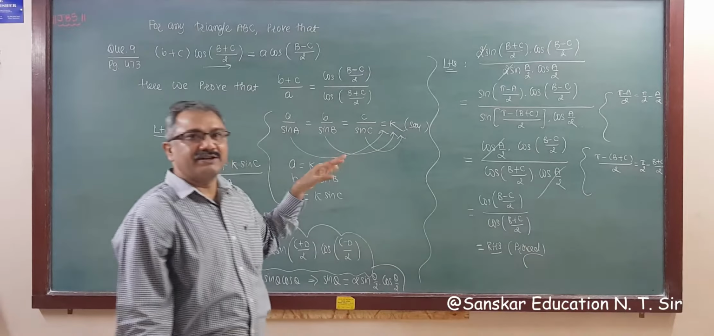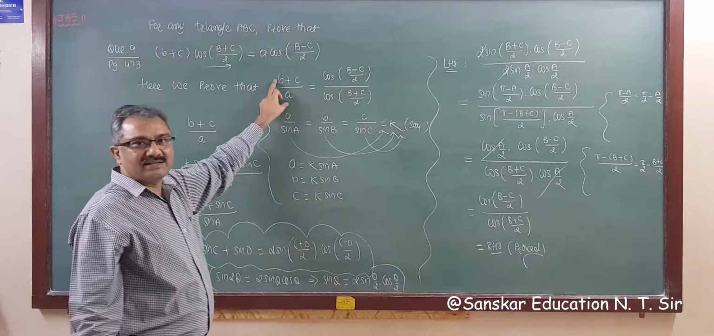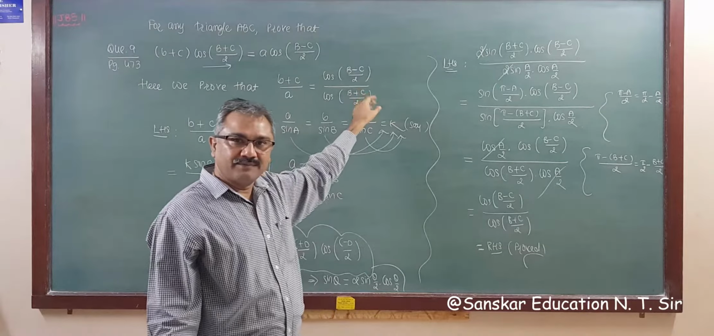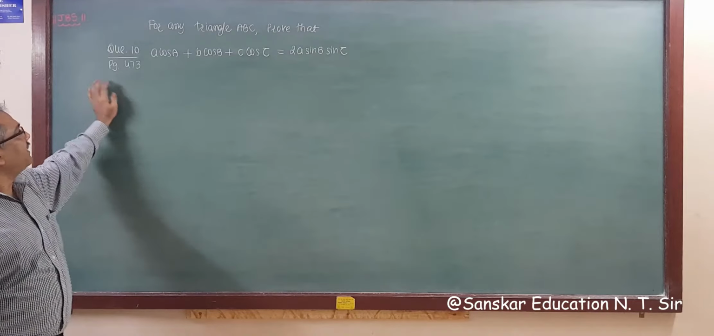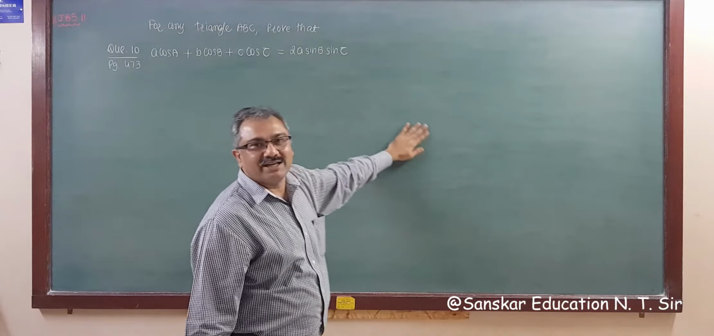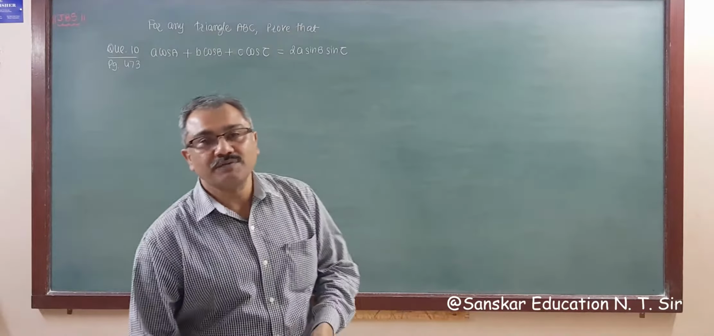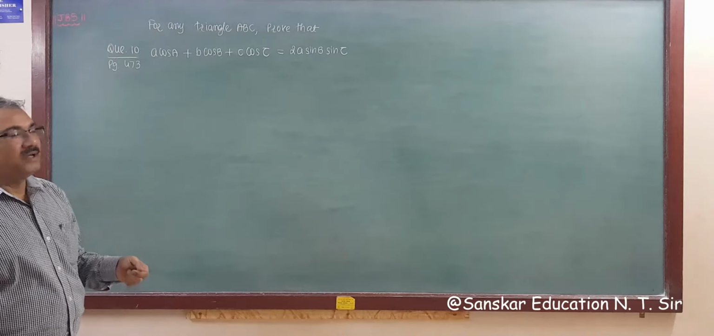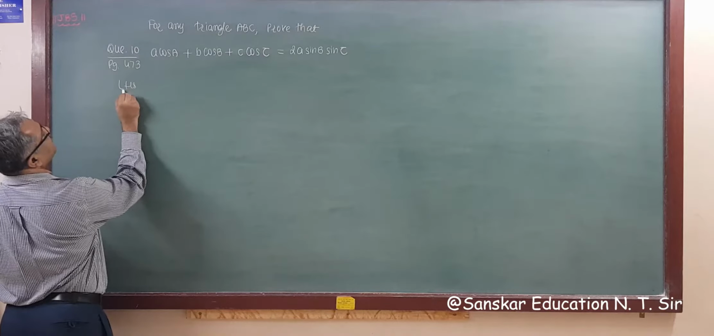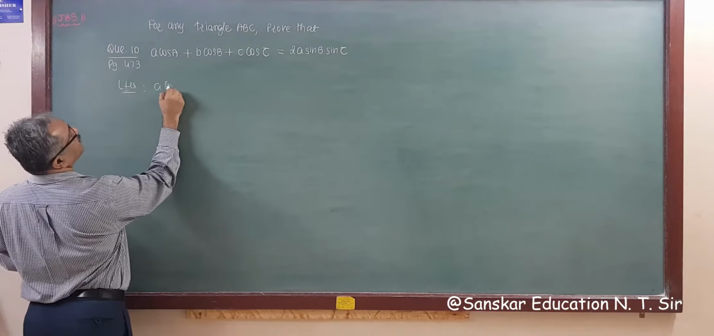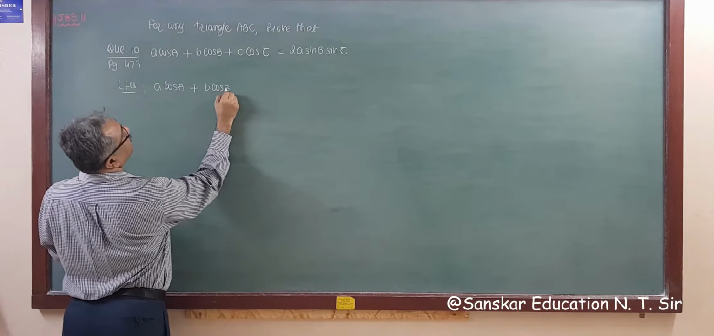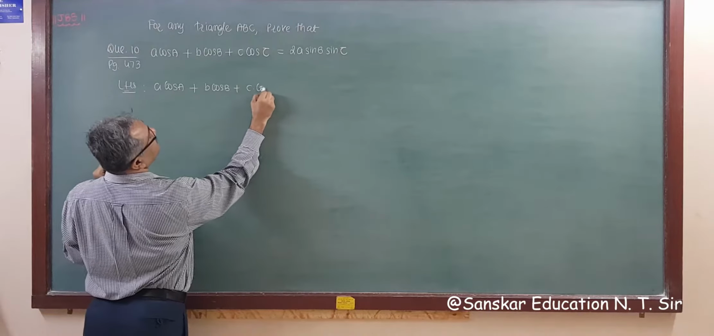So it is very easy to prove using small letters, that is using sides instead of using angles. Okay? So question number 10, page 473: a cos A plus b cos B plus c cos C is equal to twice a sin B sin C. It's a nice question for 4 marks, right? This is given. So the left hand side is a cos A plus b cos B plus c cos C.